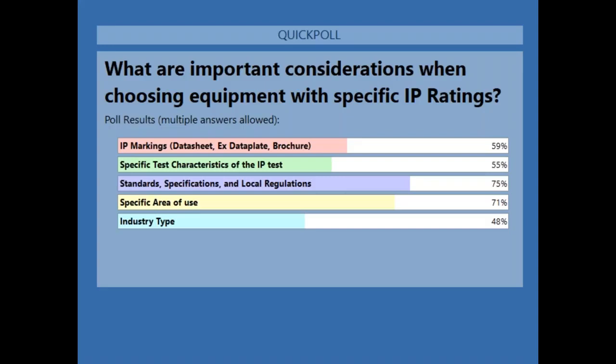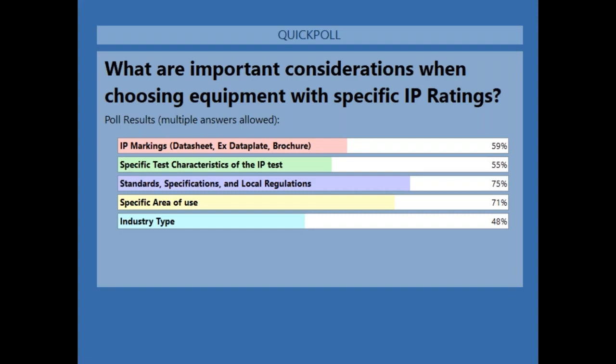Now, standard specifications and local regulations. Yes, different country standards, different countries' regulations may call for a higher IP rating than is specified by the end user. So their requirements may not meet their legal requirements. They can put themselves at legal risk by not meeting those local regulations, those industry standards, international standards. Now, the specific area of use.